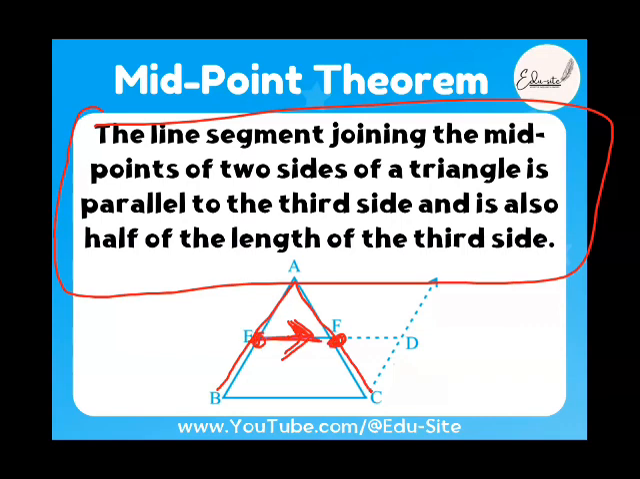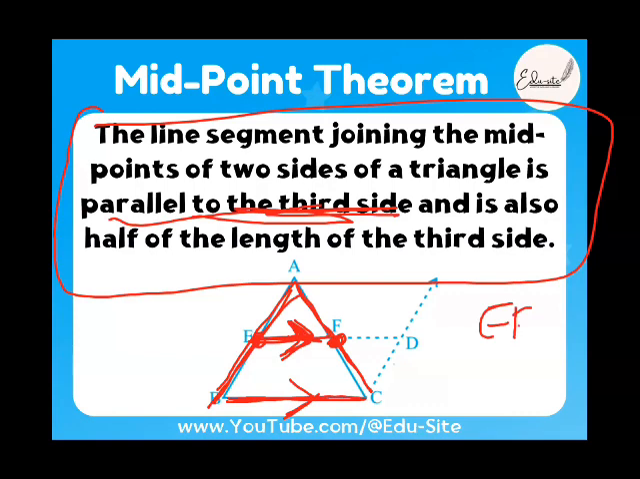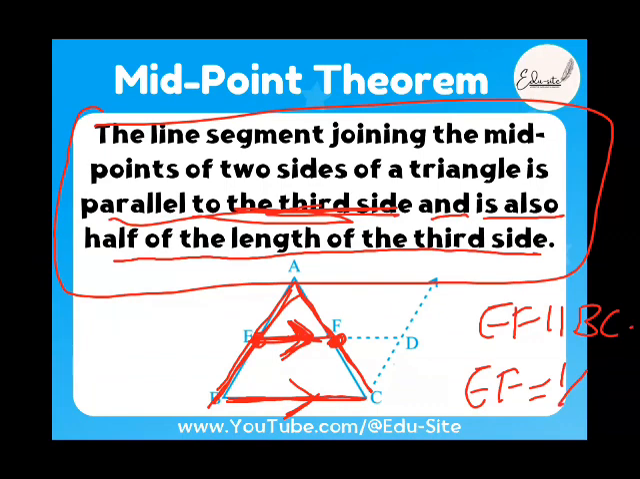So EF is a line segment joining the midpoints of two sides of a triangle, and it is parallel to which side, beta? Third side. Which is the third side here, Laiba? BC, yes, excellent. So EF is parallel to BC. And another statement is it is also half of the length of the third side. So EF is equal to half of BC.